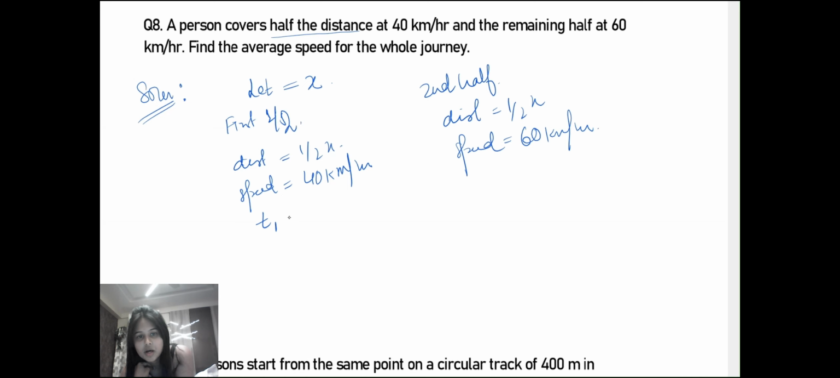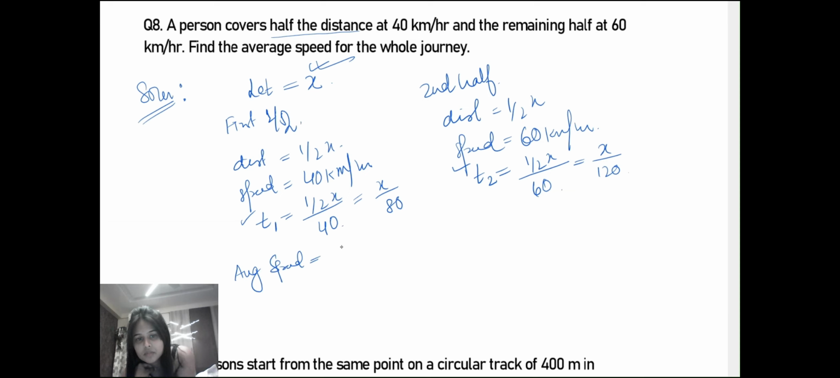Now time for this part. Can we say time is distance by speed, that is 1 by 2x by 40, and for the second part, time is distance by speed, right? So this is x by 80 and this is x by 120. Now we have the times. We know the total distance is x. Now can we say that average speed equals total distance by time, right?